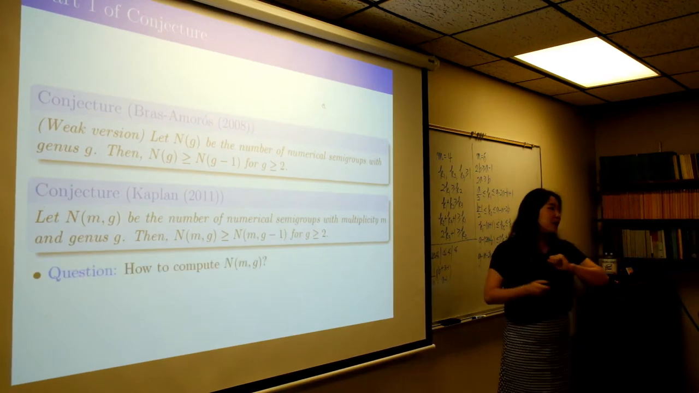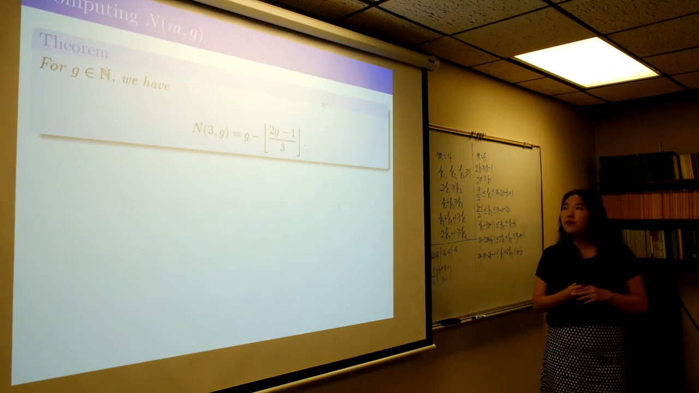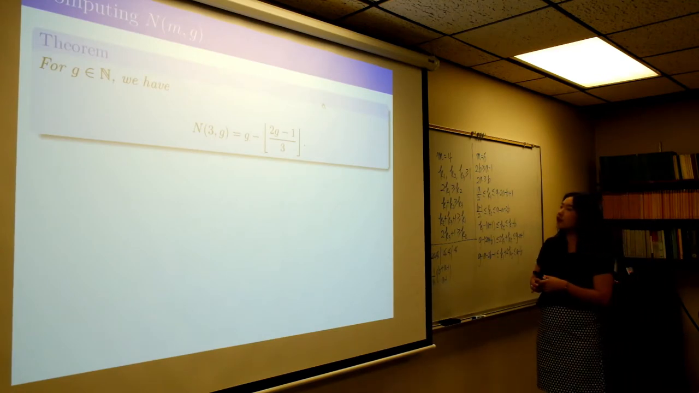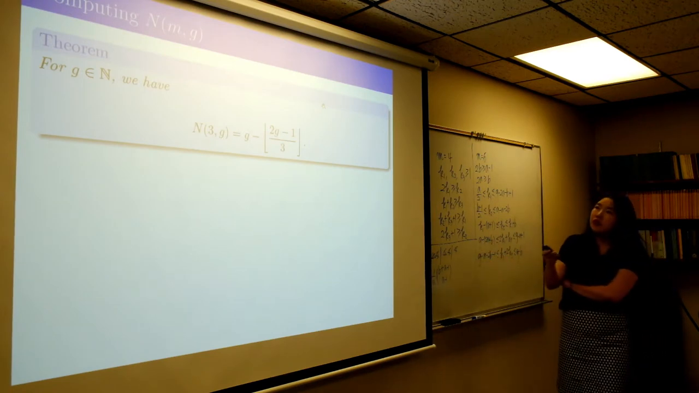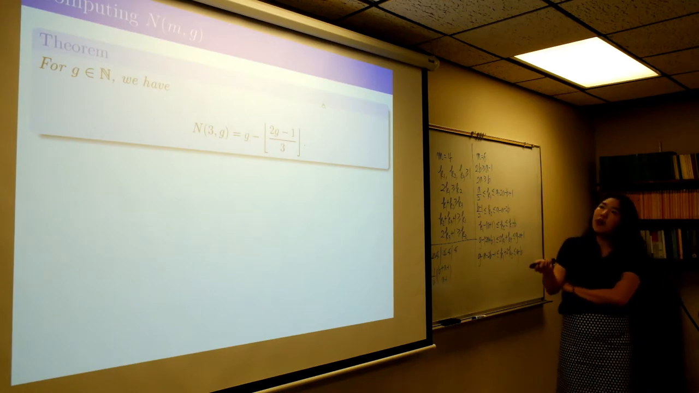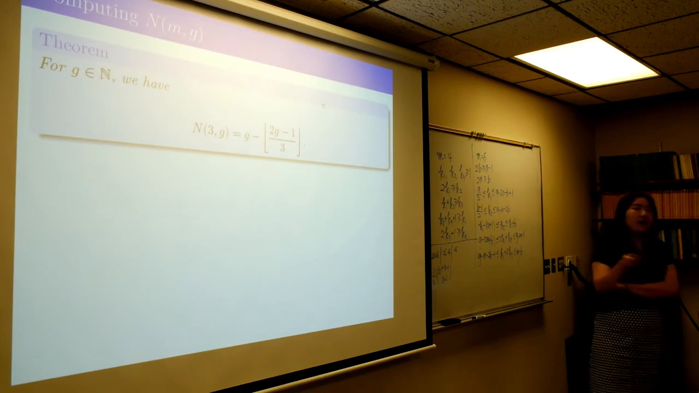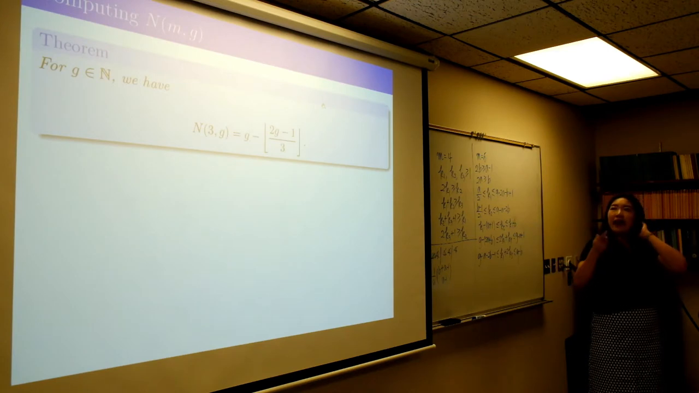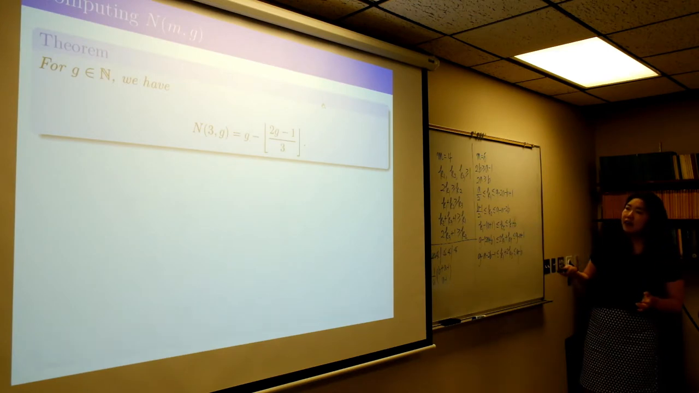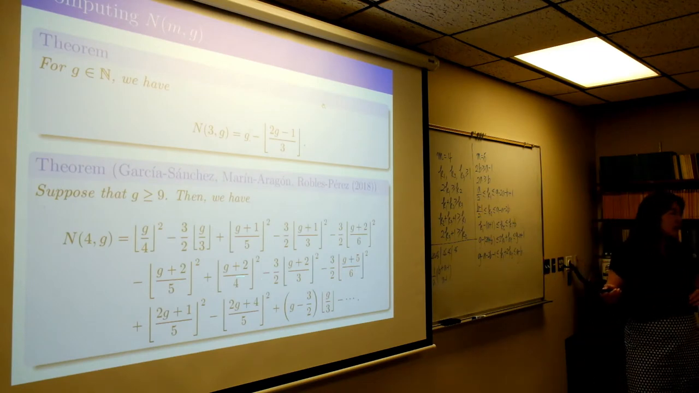So how do we compute this one? That's what I want to talk about for the rest of this talk. We can actually compute N of 3, g pretty easily after some inequalities that I'll show pretty soon. This comes easily from Kunz's theorem, and I'm going to introduce Kunz's theorem in a few slides. And after computing this, people generally want to compute N of m, g. And last year, these three people computed N of 4, g when g is greater than or equal to 9.